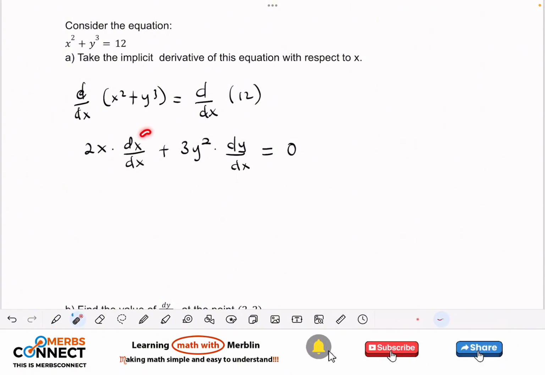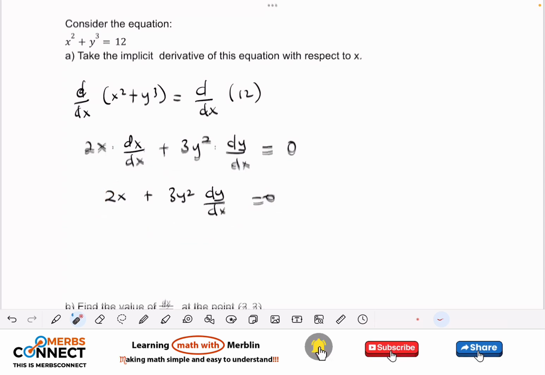But don't forget, dx over dx is 1. I just wanted to show you. So this is going to be 2x plus 3y squared dy over dx is equal to 0. We can leave our answer here because we are just differentiating with respect to x. So this is what you are going to get.